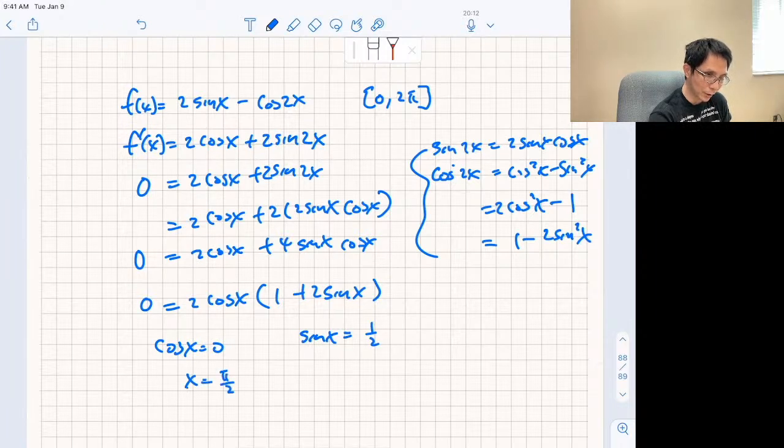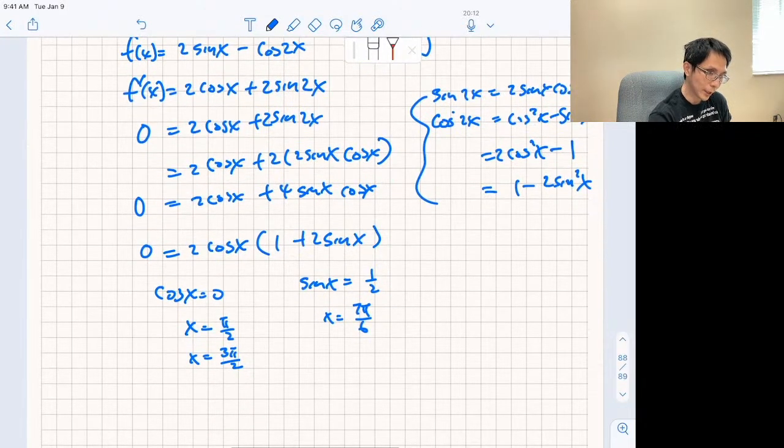X equal to pi over 2. X equal to 3 pi over 2. X equal to what? 7 pi over 6. And what? 11 pi over 6. Sine of x equals... this is negative 1/2. Oh, okay. My fault. Trying to trick me up here. Thank you for catching my mistake. Yeah, pre-calc does come back to bite you in the butt sometimes.